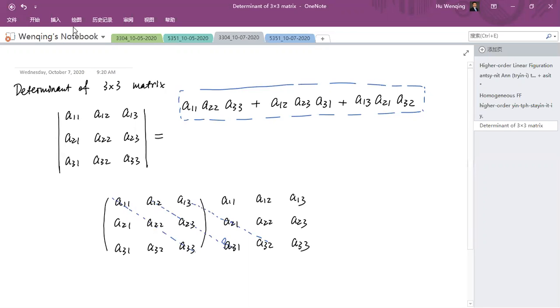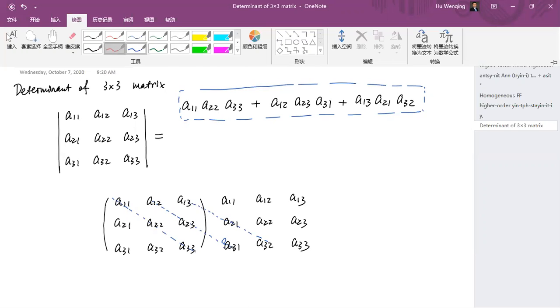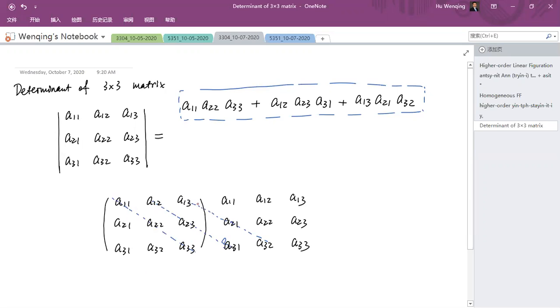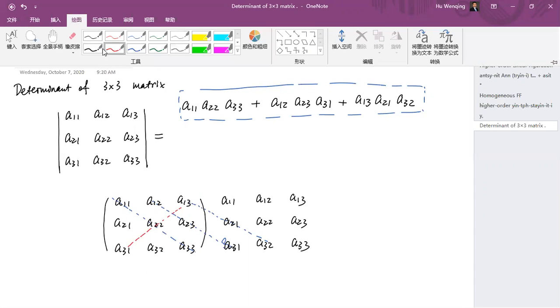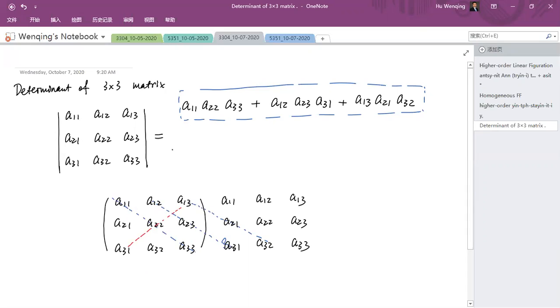What about the minus sign? The minus sign goes in the reverse direction. It goes from the upper right corner to the lower left corner. So that means you're going to go this way. As long as you go this way, you're going to see that these are with minus sign. So minus A13, A22, and A31. That's the first minus.